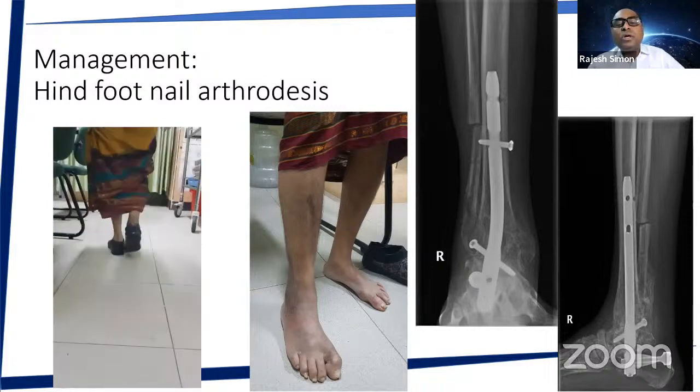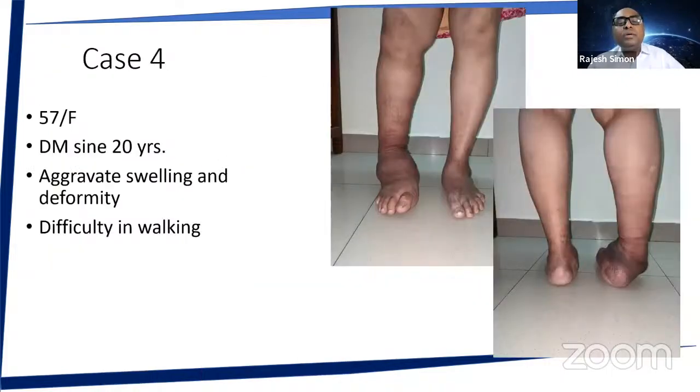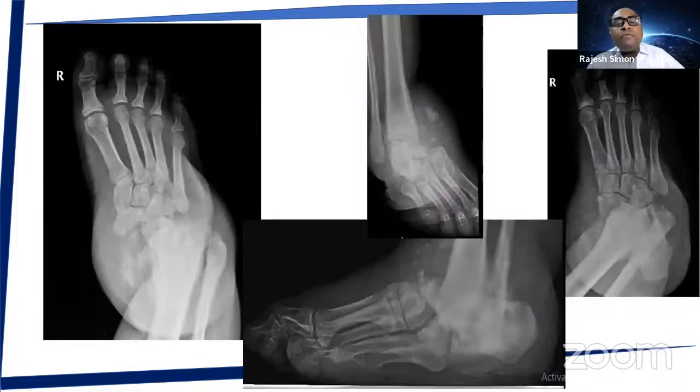Now, you got to understand what the problem is. Look at this particular patient. She had a completely dissolved ankle. And if you look at her foot, the midfoot is also completely gone. The talus has completely disappeared. The cuboid is almost totally gone. Cuneiforms are partly there. So the whole hind foot and the midfoot is affected.